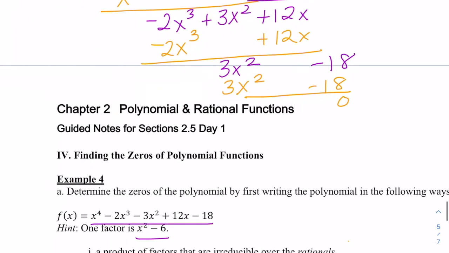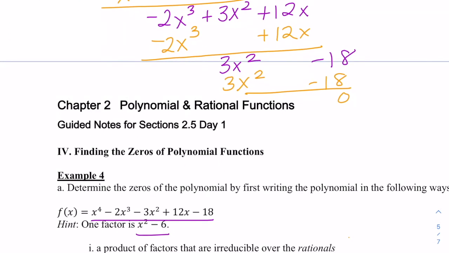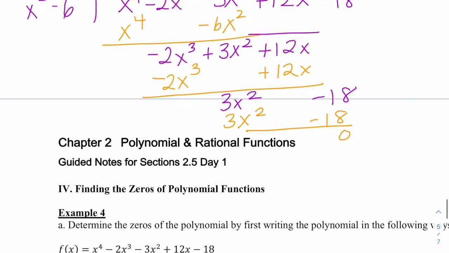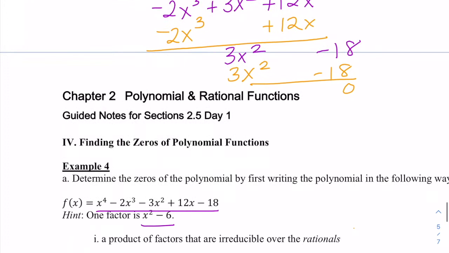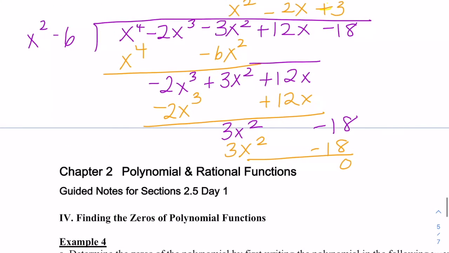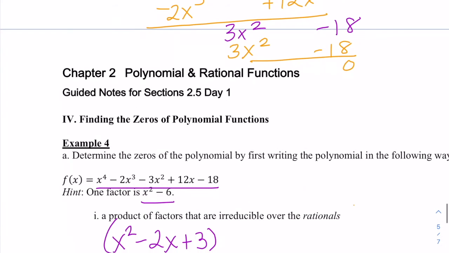So if we say what's irreducible over rationals, let's factor this out. So I'm going to write it down here. x squared minus 2x plus 3, right? And we had the x squared minus 6.